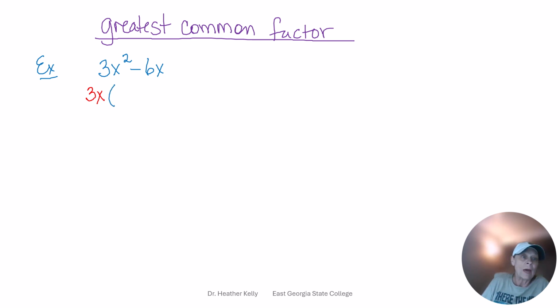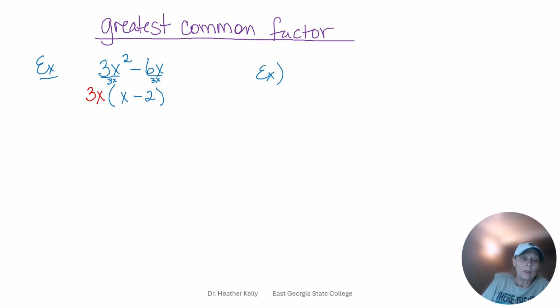When we factor 3x out, that is the same thing as dividing, so I'm writing this up underneath real carefully here. If we take a 3x out of a 3x, we're left with x, and if we divide a 3x out of a 6x, we're left with a minus 2.